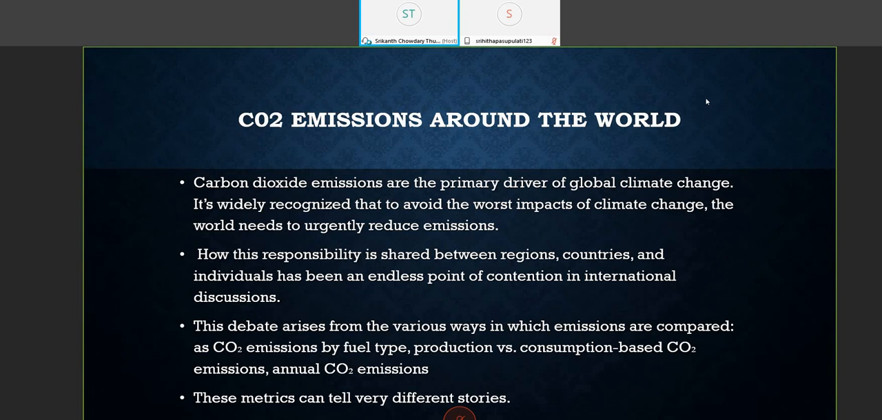As we already know, carbon dioxide emissions are the primary driver of global climate change, and this responsibility is shared between regions, countries, and individuals. And this has been an endless point of contention in international discussions. Mainly the debate arises from the various ways in which emissions are compared. One is CO2 emissions by fuel type. The other is production versus consumption-based CO2 emissions. And the other one is annual CO2 emissions. And the metrics in our dashboard and stories can tell us different stories.